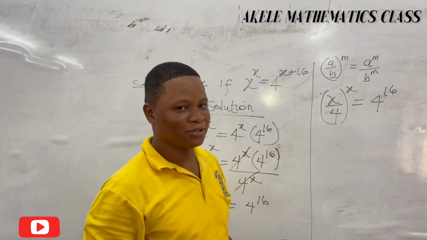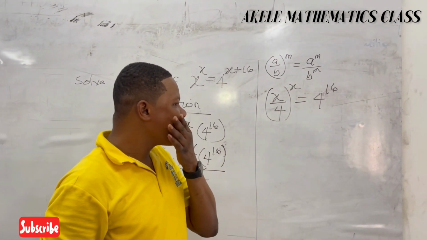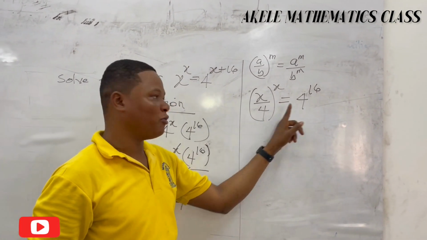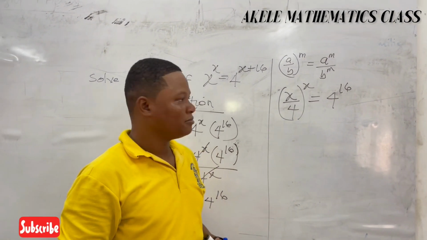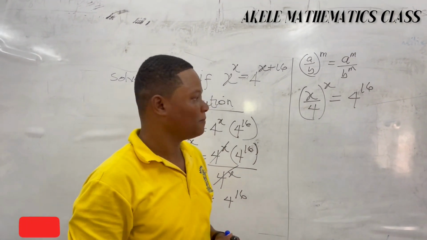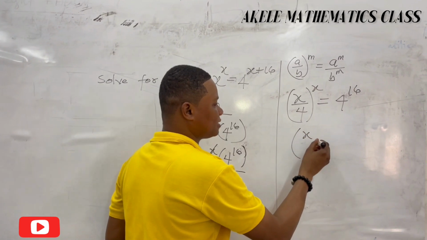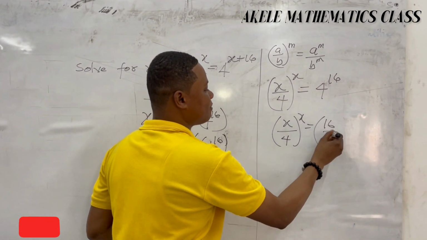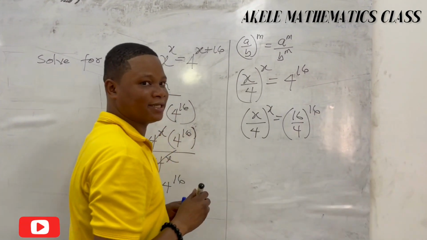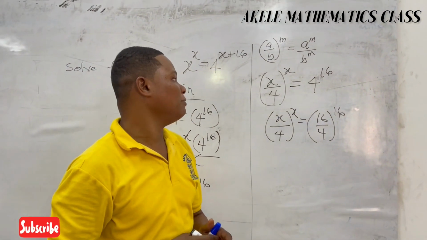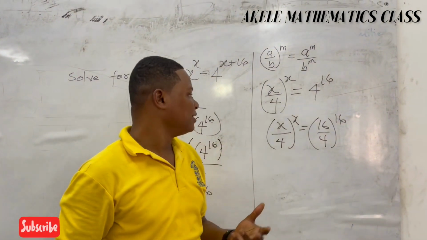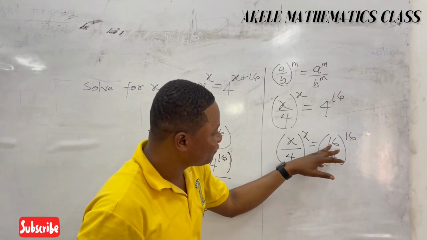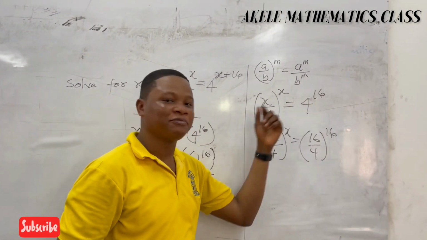Now still, how are we going to do? We have to find a way and look at what number divided by 4 will give us 4, and that is going to be 16. Hence we write x over 4 to the power x equal to 16 divided by 4 to the power 16. Now nothing has changed here, because 4 to the power 16 is the same as 16 over 4 to the power 16, because when you divide 16 by 4, you're going to get 4.